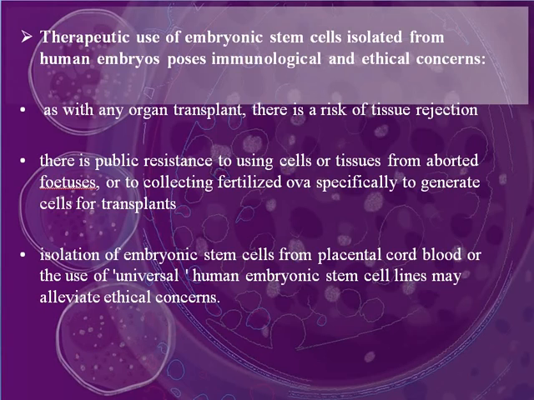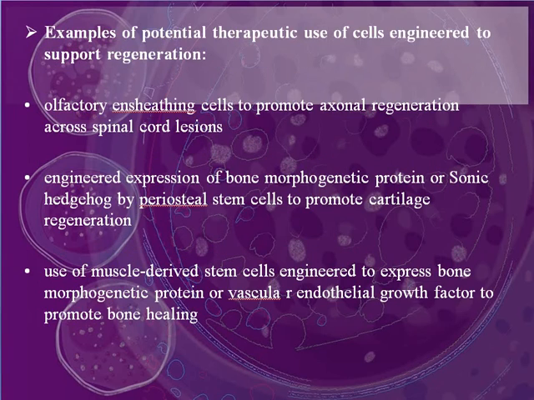Therapeutic use of embryonic stem cells isolated from the human embryos poses immunological and ethical concerns. As with any other organ transplant, there is a risk of tissue rejection. There is a public resistance to use of cells or tissue from the aborted fetuses or to collecting fertilized ova specifically to generate cells for transplants. Isolation of embryonic stem cells from the placental cord blood or the use of the universal human embryonic stem cell lines may alleviate ethical concerns.